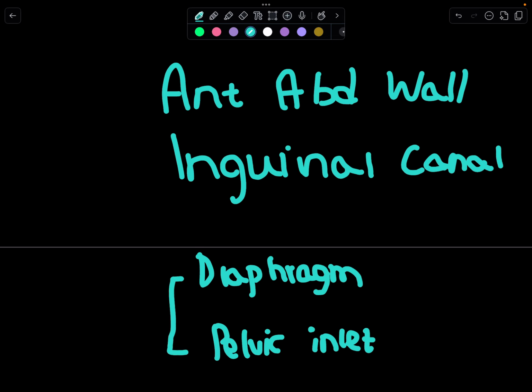Why is it called the pelvic inlet and not the pelvic outlet?